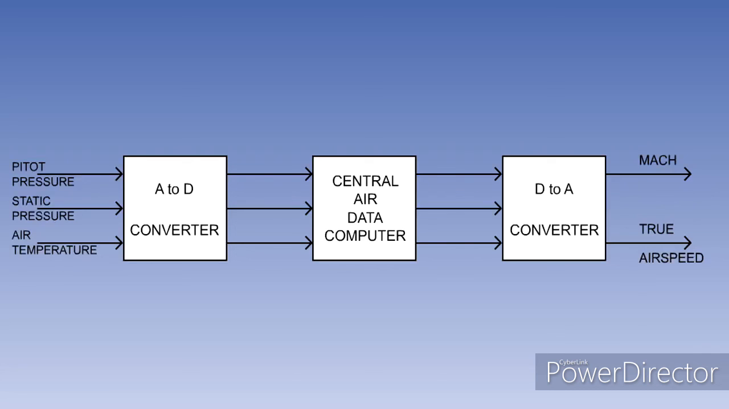One computer which uses such a system is the central air data computer. This computer takes in static and dynamic air pressure and outside air temperature signals and produces outputs for instruments such as the Mach meter and the true airspeed indicator.